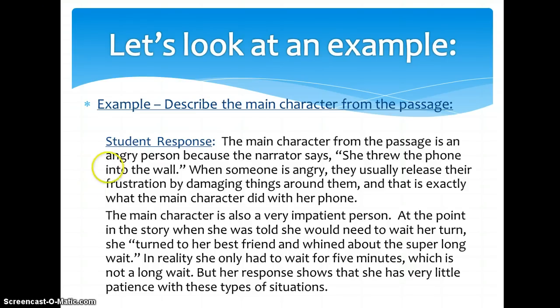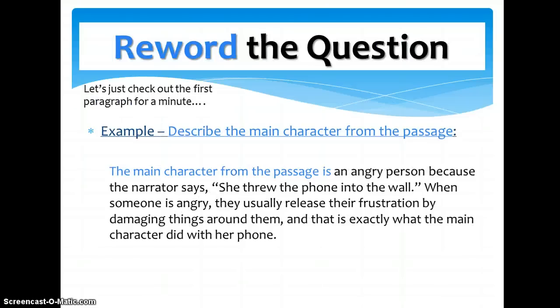The main character is also a very impatient person. At the point in the story when she was told she would need to wait her turn, she turned to her best friend and whined about the super long wait. In reality, she only had to wait 5 minutes, which is not a long wait, but her response shows that she has very little patience with these types of situations.